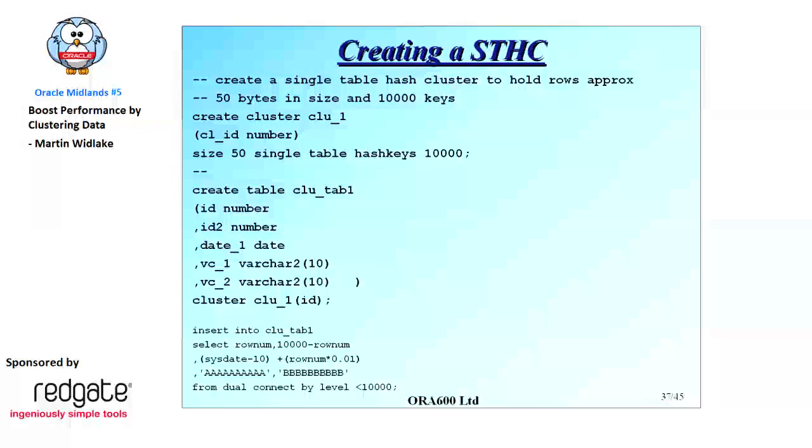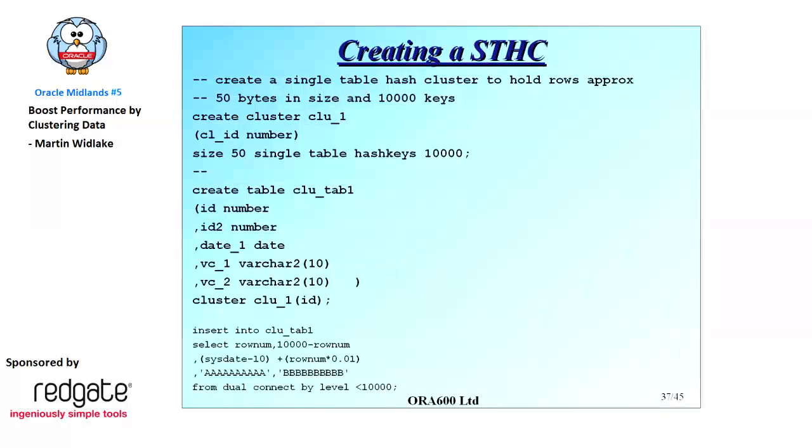So this is how you do it. You create the cluster, say you're going to cluster on this number, and you say size 50, that's the average size of your row. It's a single table, and it's going to have this many hash keys. So you've got to be confident that the average row size is going to be 50 or less, and you are going to have 10,000 records or less. Then you create the table using the cluster, and you're clustering on that ID there. Okay? And then I just inserted a shed load of data.